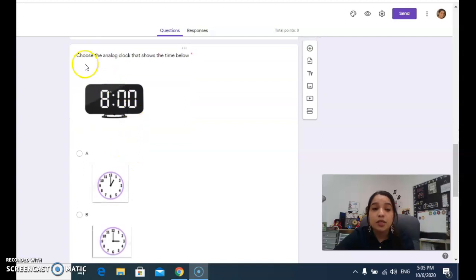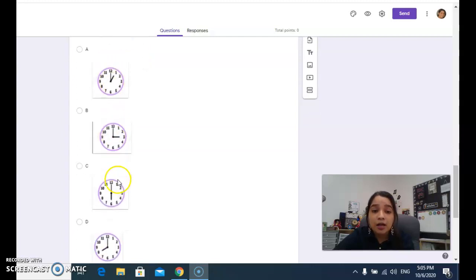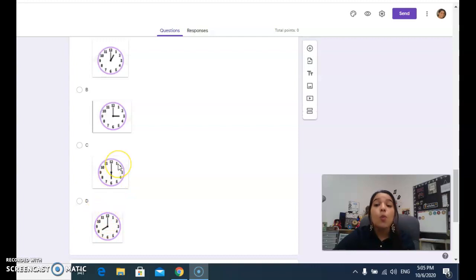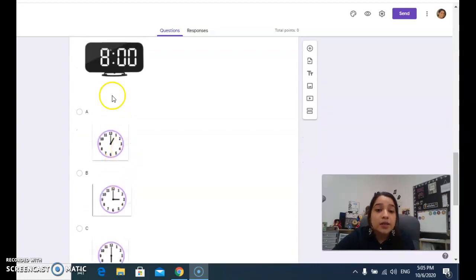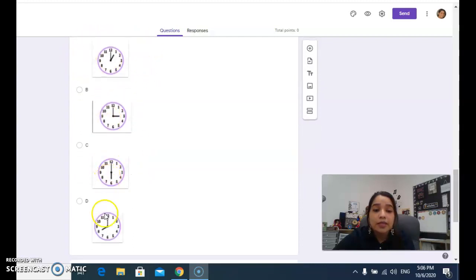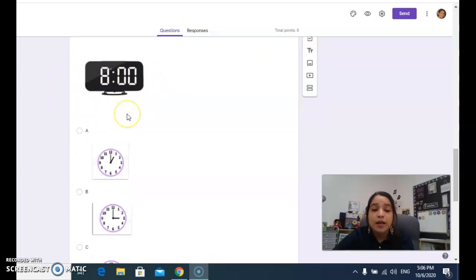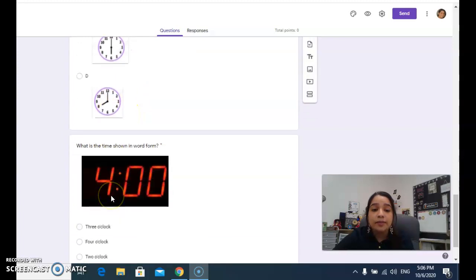The next question. Choose the analog clock that shows the time below. So this is our time right here, being represented. What you're going to do is look at each of these analog clocks and see which one is representing this. So which analog clock, A, B, C, or D, shows the same time as this digital clock? Okay, you're going to choose A, B, C, or D.